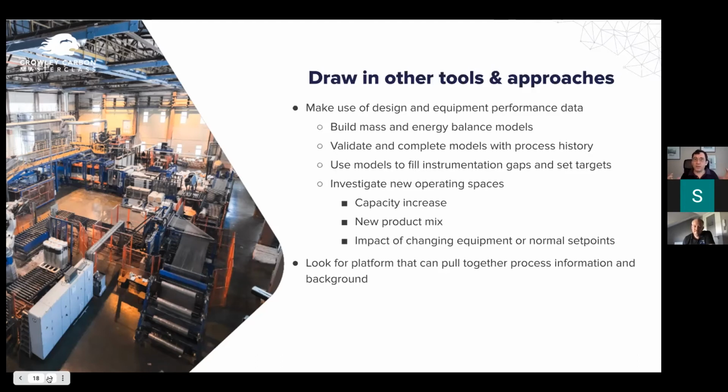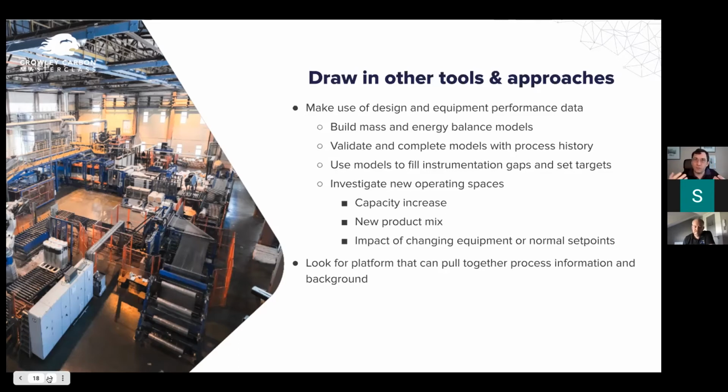And if you can draw all that together into a good mass and energy balance, you can then use that mass and energy balance. You can not only validate it against your process history if you've got that data in the history, but you can also start inferring bits that are missing from the fundamentals of your model.